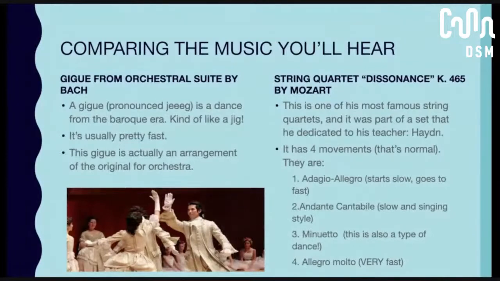And then, so this has 4 movements. I have them listed up here. These movements, their titles have to do with how fast or slow they are. So the first one is an adagio dash allegro. So it starts off very slow, and it's going to go to fast.